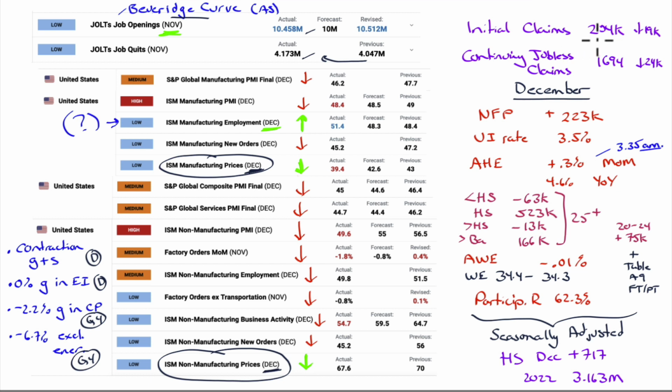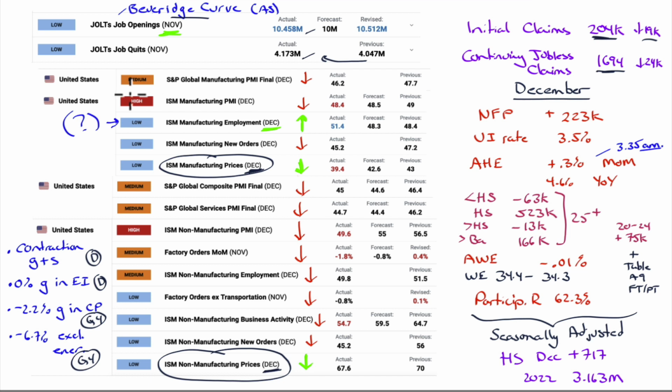Later we got initial claims, 204. That's down 19K from the previous week. There was some thinking that after the Christmas rush there were going to be significant layoffs, but nope, they actually dropped. And continuing jobless claims dropped by 24,000 down to 1694.